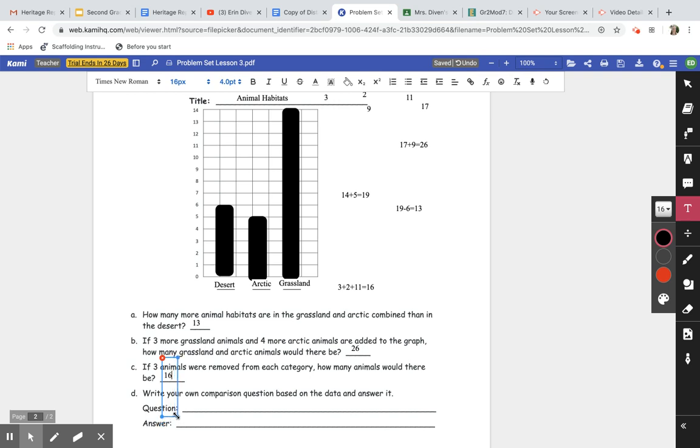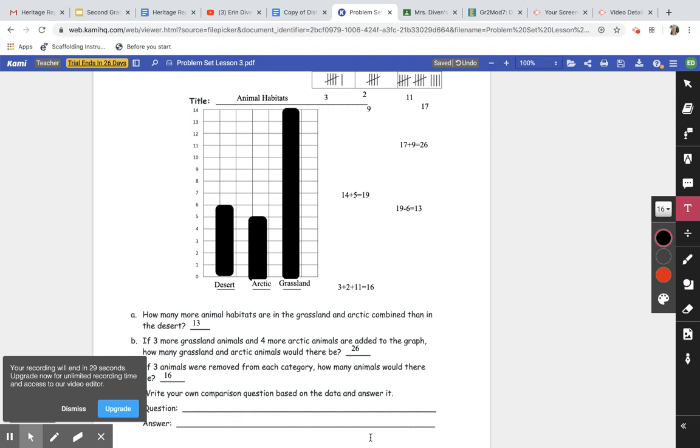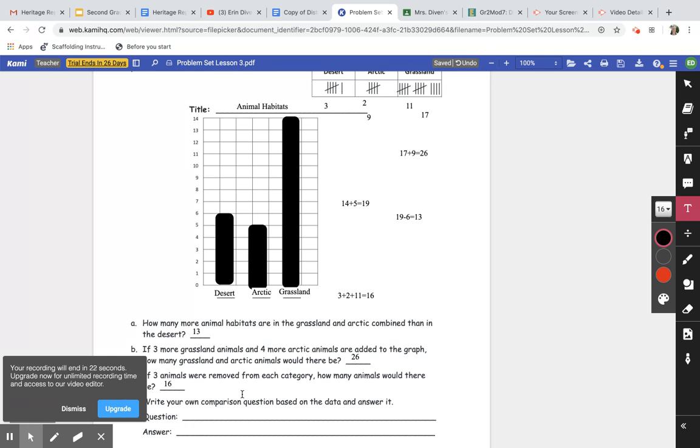Okay, and then last it says write your own comparison question based on the data and answer it. I'm going to let you guys go ahead and do that independently on your own. It's just like the last ones that we've done for the last 2 problem sets and the problem prior to this.